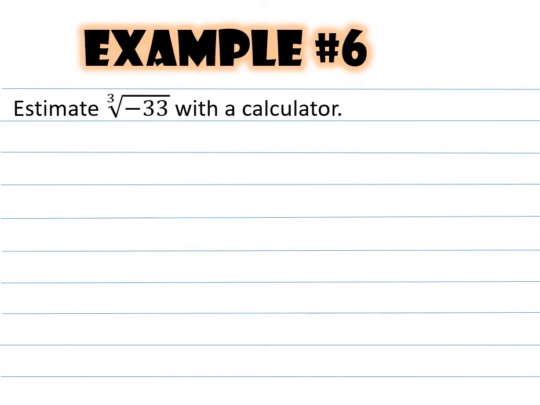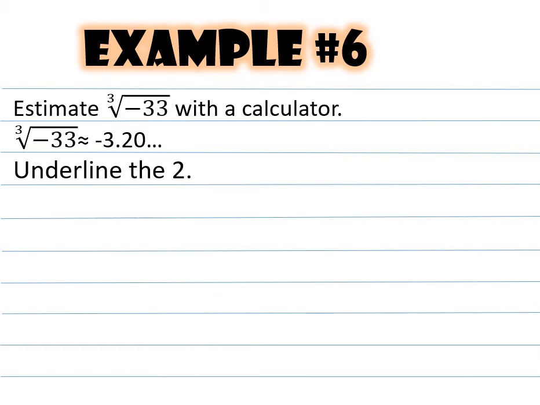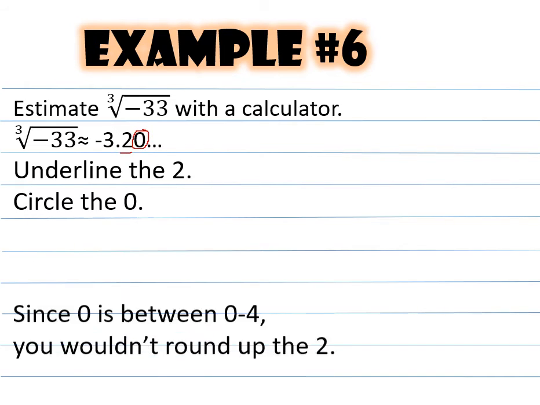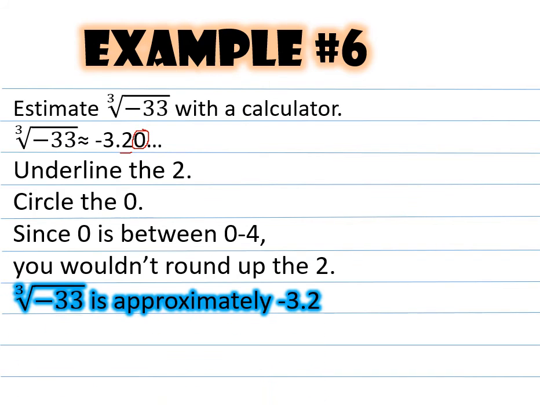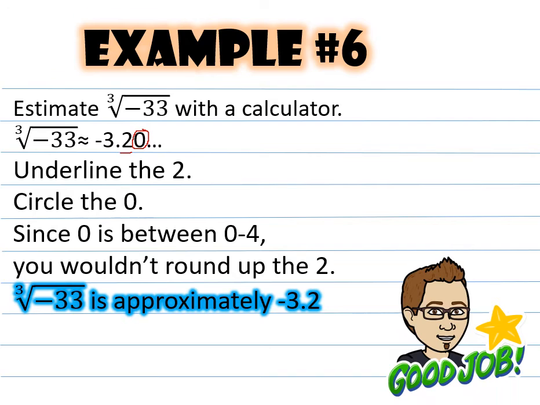Example number 6. Estimate the cube root of negative 33 with a calculator. Type in 33, hit the negative sign, hit second, hit 0, and you get approximately negative 3.20 with a whole bunch of numbers behind it. Underline the 2, circle the 0, and since 0 is between 0 and 4, you would not round up the 2. The cube root of negative 33 is approximately negative 3.2. Good job!